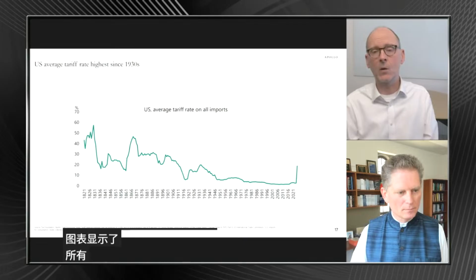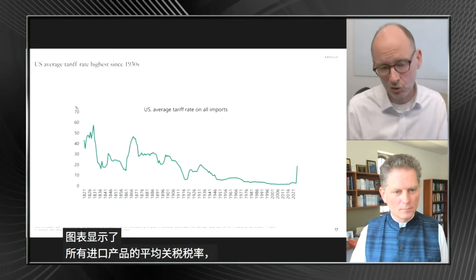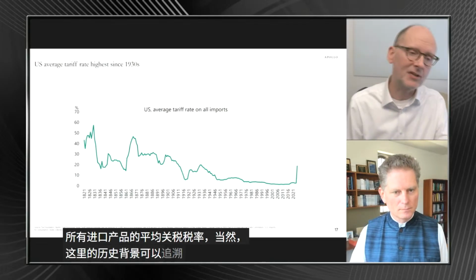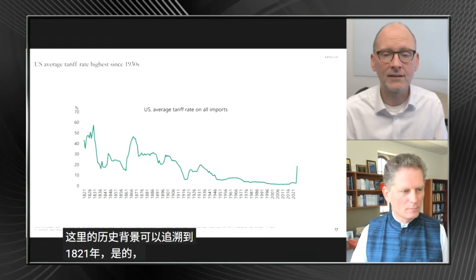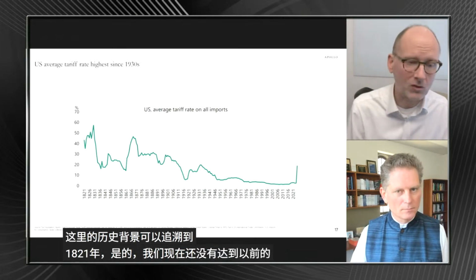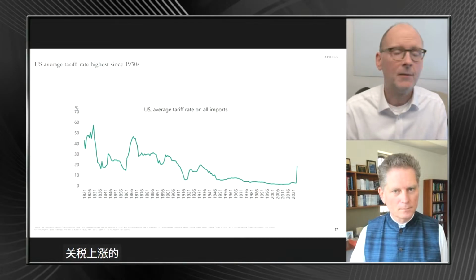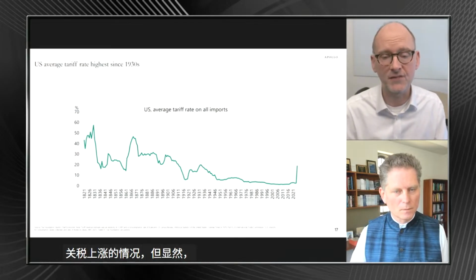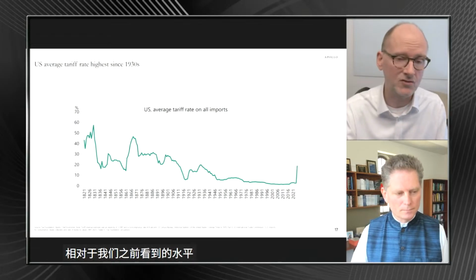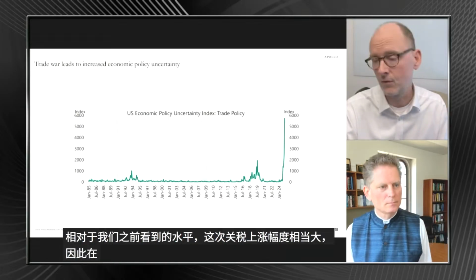And of course, the historical backdrop here, going back to 1821, is that yes, we are not at the levels where we were in previous episodes when tariffs went up, but it is obviously very clear that this is a fairly dramatic increase in tariffs relative to what we have seen before.